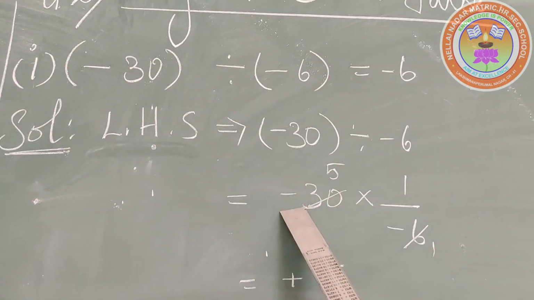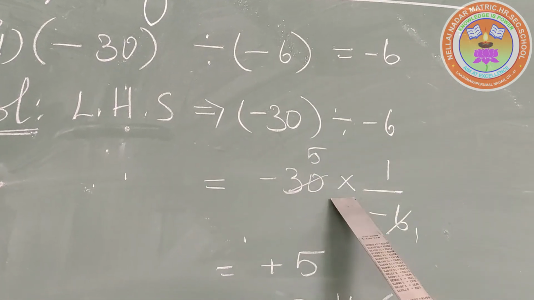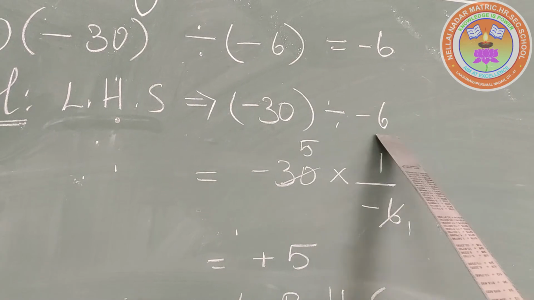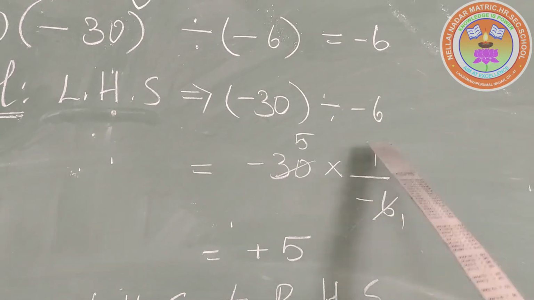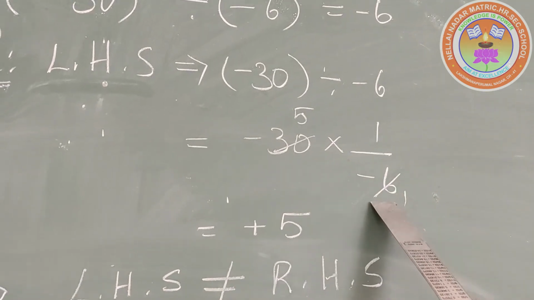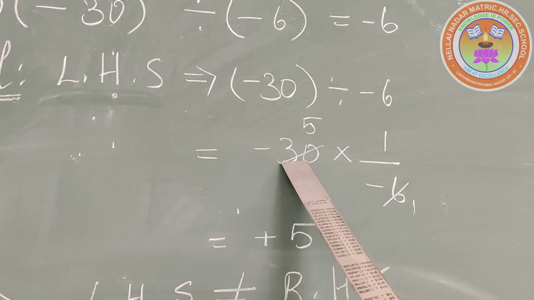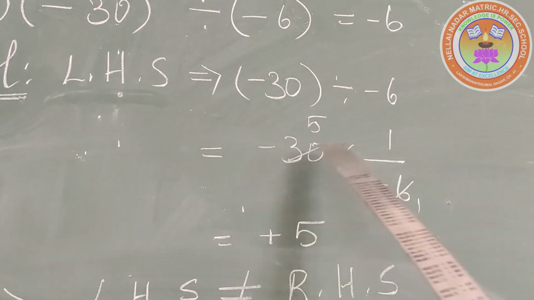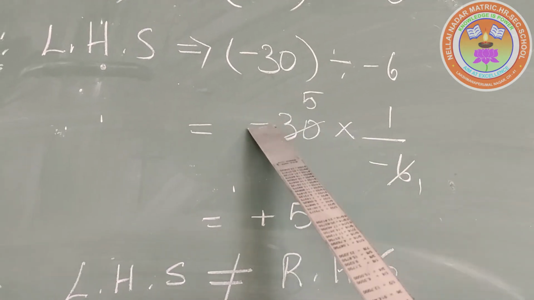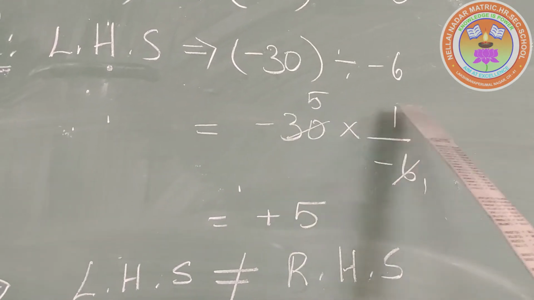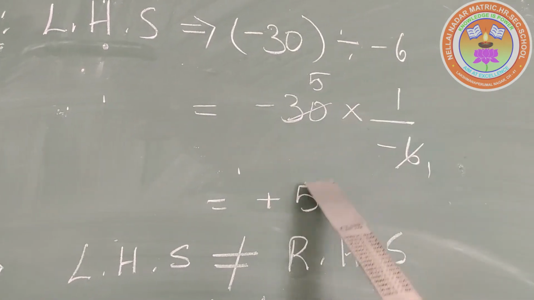So left hand side is equal to minus 30 divided by minus 6. So what should I do? Minus 30, changing this symbol, divide into multiplication. So I have to take the reciprocal of this part. So minus 6 reciprocal is 1 by minus 6. Now what happens? 6 and 30 get cancelled using 6 tables. Yes, 6 1 times and 30 how many times? 5 times. So what is balance here? Minus 5 into minus 1. So minus and minus becomes plus. 5 into 1 is 5.